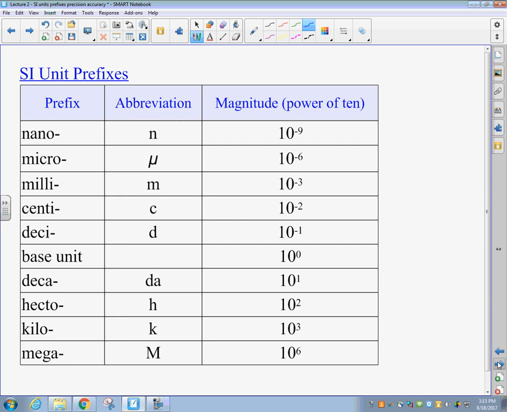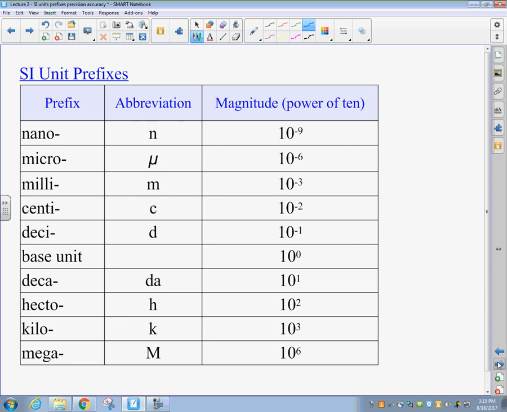The magnitude column represents the number of the base unit that would be the equivalent for that prefix. So if we use the example I just gave, nanometers, 1 nanometer is 10 to the minus 9th meters. So again, the prefix, and then without the prefix, the base unit by itself.